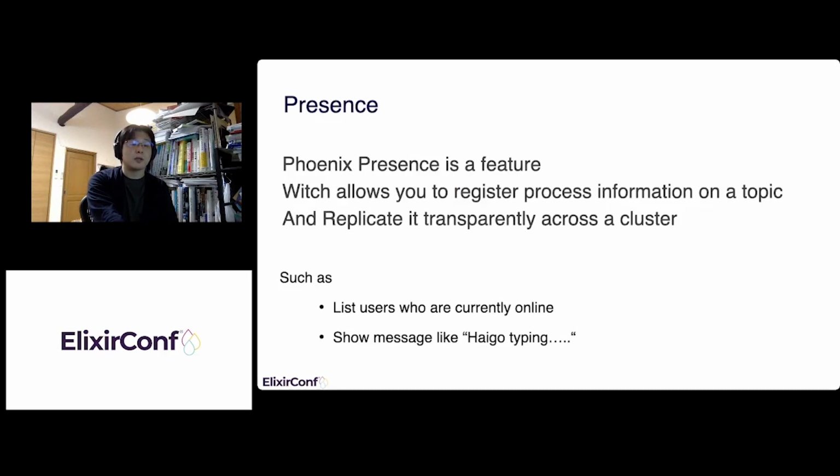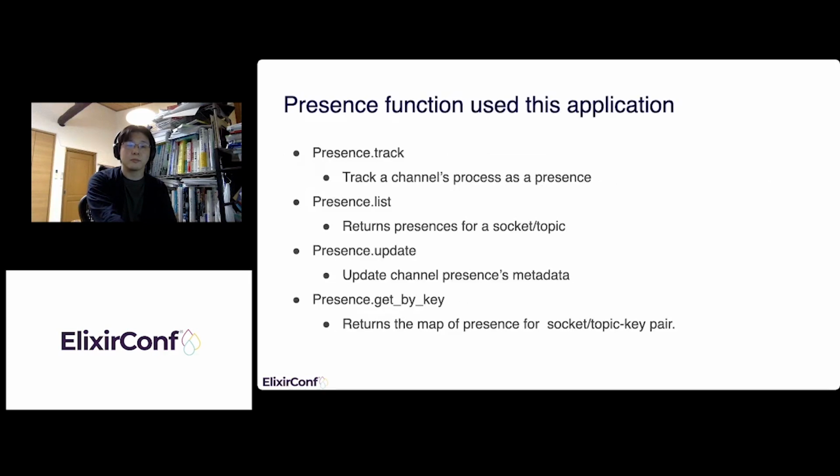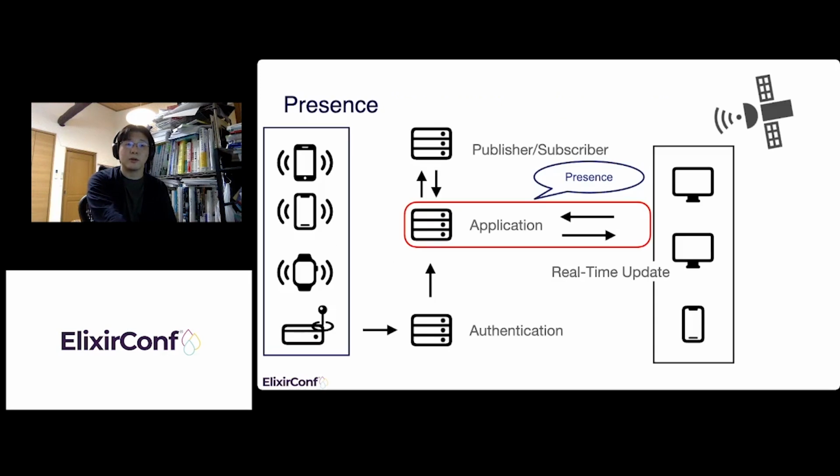Presence. Phoenix Presence is a feature which allows you to register process information and replicate it transparently across a cluster, such as listing users who are currently online, or showing a message like "Hi is typing". The Presence functions used in this application are track, list, update and get_by_key. Presence is used here.